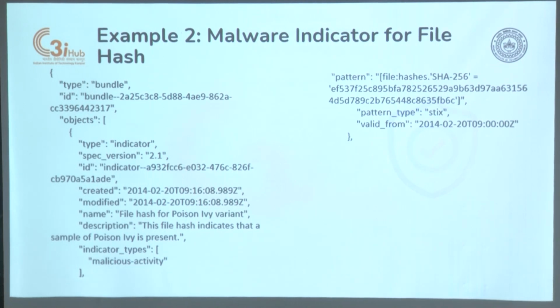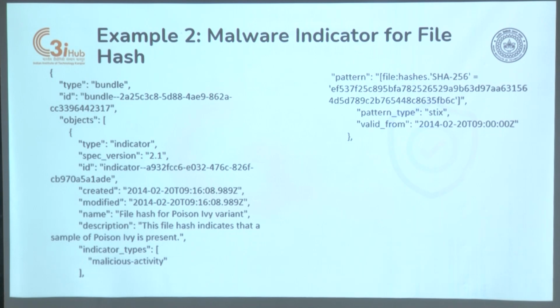Here is another example, again given as a bundle. The objects in the bundle are an indicator and then other things. You see that this object actually ends at that comma at the very end. So, it is an indicator, it has an ID, created, modified, it has a name, it is a file hash for a poison ivy variant, a particular variant of poison ivy malware. This file hash indicates that a sample of poison ivy is present. It is an indicator type, malicious activity.